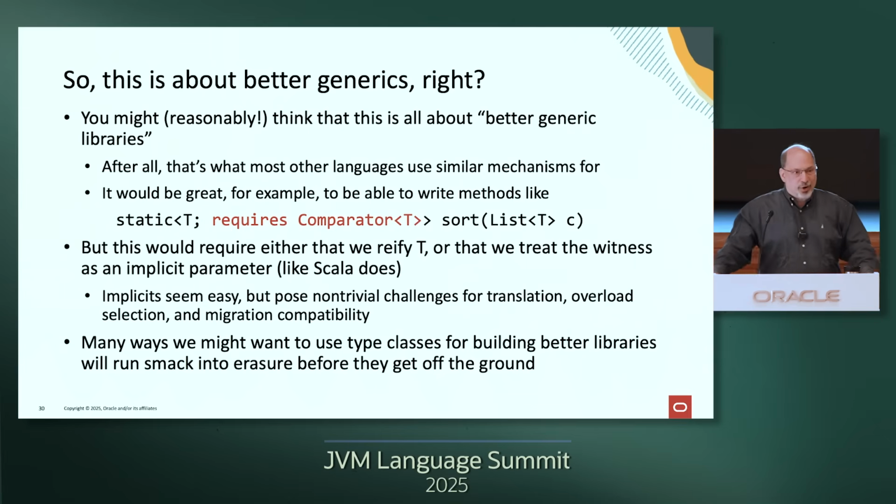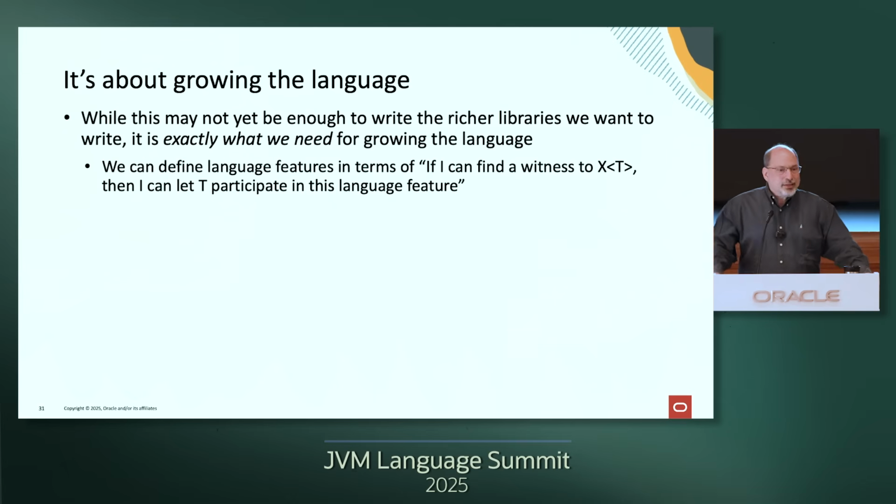So, well, that's really depressing, Brian. Why did you tell us about this when we can't use it? Well, it's not just about better generics. It's about growing the language. And so while the features I've described so far may not yet be enough to write the richer libraries that we can easily imagine being able to write with them, they are kind of exactly what we need to write more growable language features of the kind that I talked about earlier in this talk. Because we can define language features in terms of, if I had a witness to this, then I would be happy to use this type in this way.